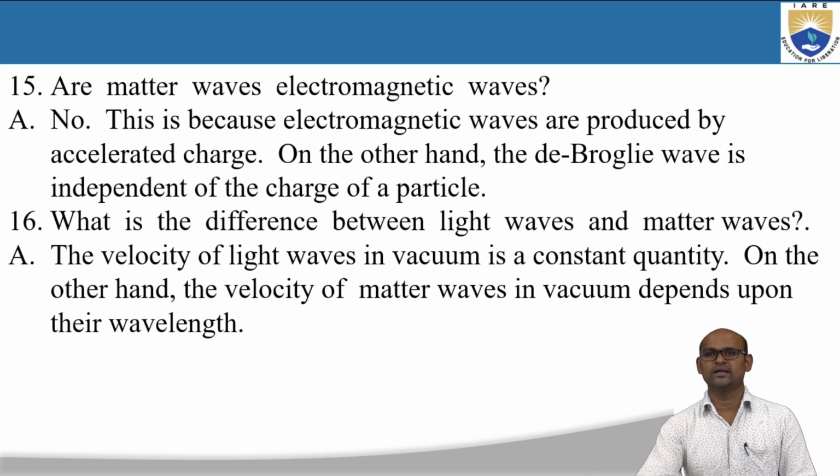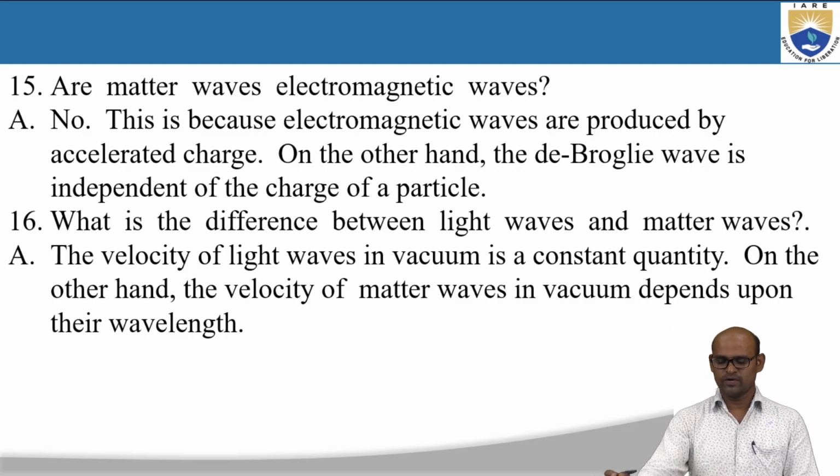On the other hand, de Broglie wave is independent of the charge of a particle. What is the difference between light waves and matter waves? The velocity of light wave in vacuum is a constant quantity. On the other hand, velocity of matter waves in vacuum depends on the wavelength.